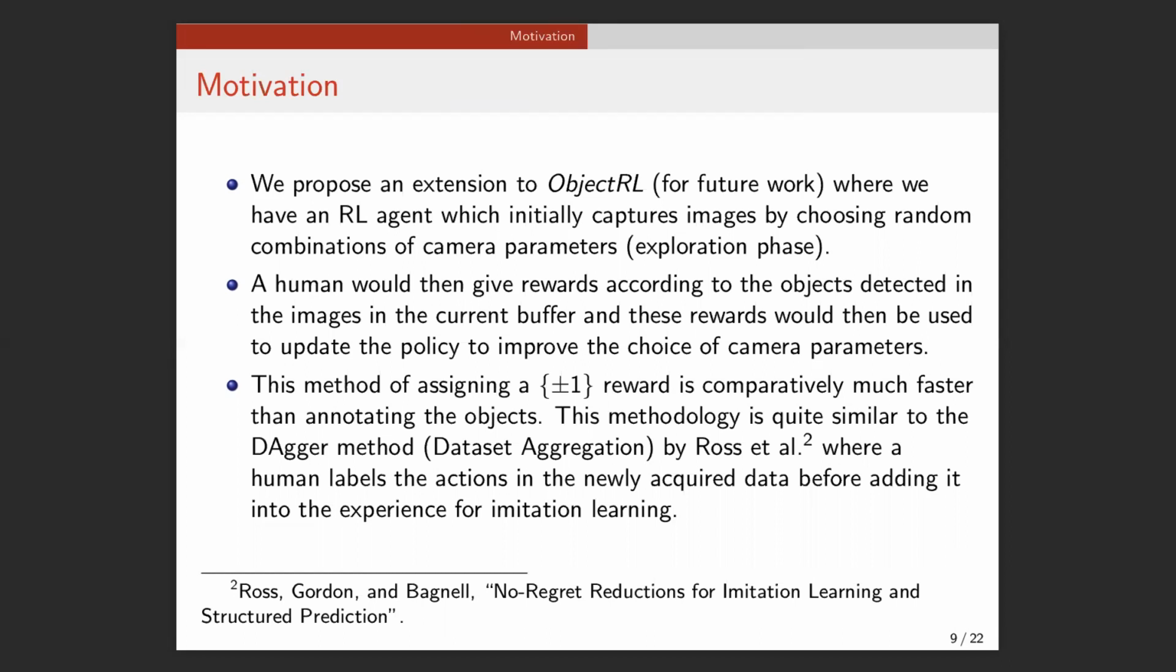This method of assigning a binary reward is comparatively much faster than annotating objects with bounding boxes. This methodology is quite similar to the DAgger method by Ross et al., where a human labels the actions in the newly acquired data before adding it to the experience buffer for imitation learning.